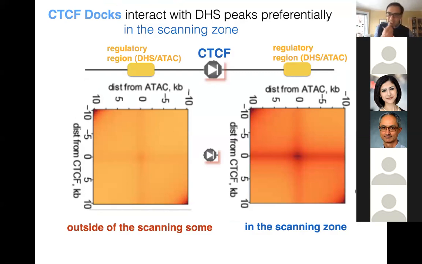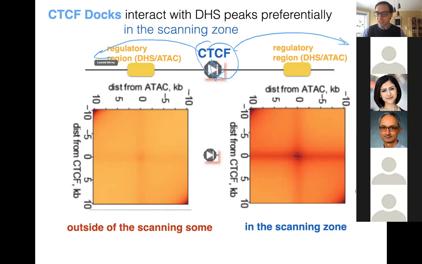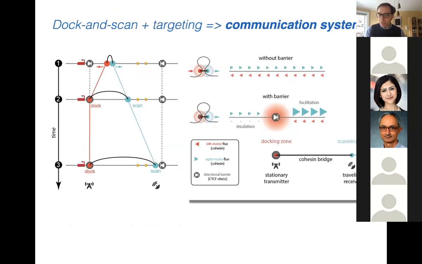The question is, are these pause sites real? Are they really pause sites, not artifacts of Micro-C? To answer this question, we compared interactions of a CTCF with what we call the scanning zone, essentially downstream from the CTCF in the direction of the CTCF motif, versus upstream from CTCF. And it turned out that indeed, you see these enrichments at stripes only in the scanning region and not in the opposite direction.